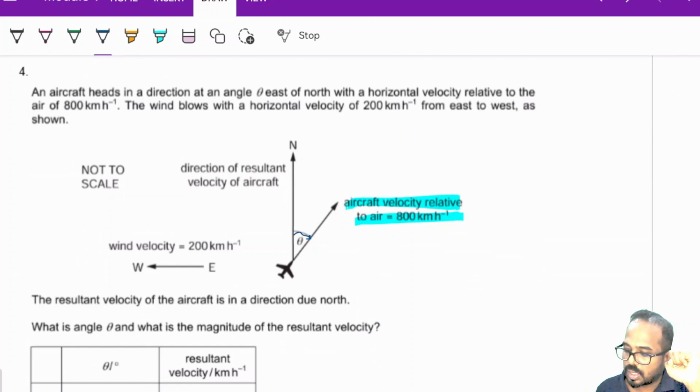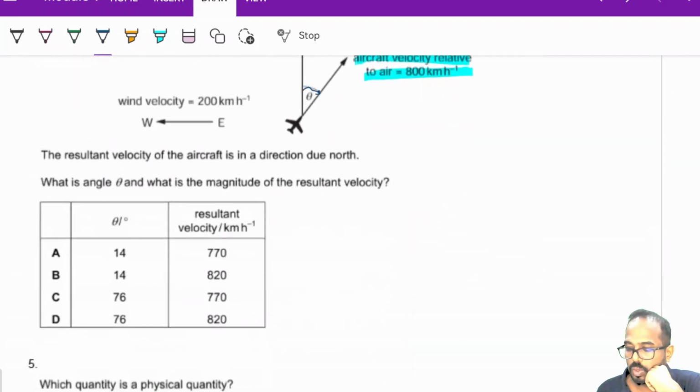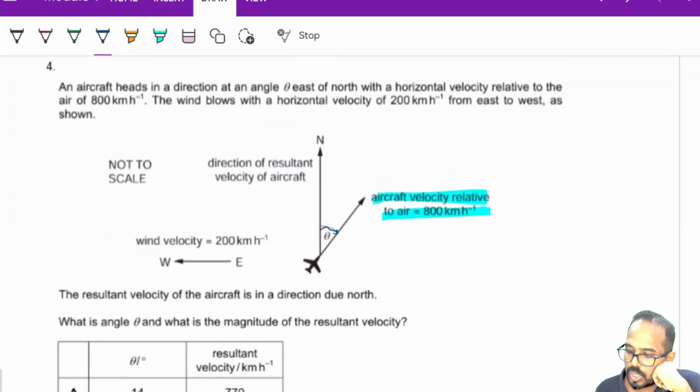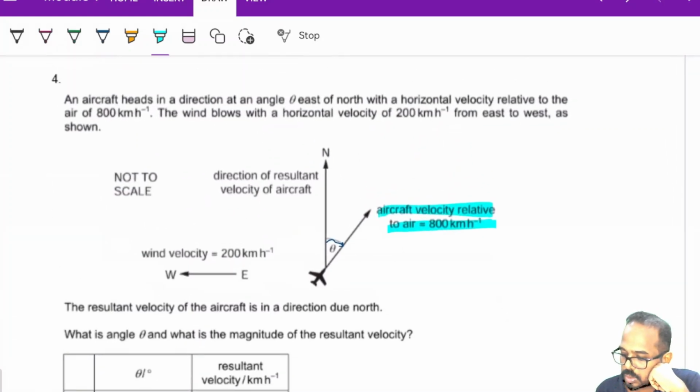Now, the direction of the resultant velocity of the aircraft is along the north. So the resultant velocity of the aircraft is due north, okay? What is the angle theta and what is the magnitude of the resultant velocity? So you need to find theta and the magnitude of the resultant velocity, which is due north. We will check that, okay? Wind velocity is given here. Look at this. From east to west, 200.